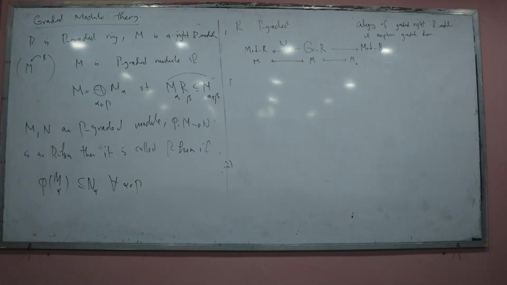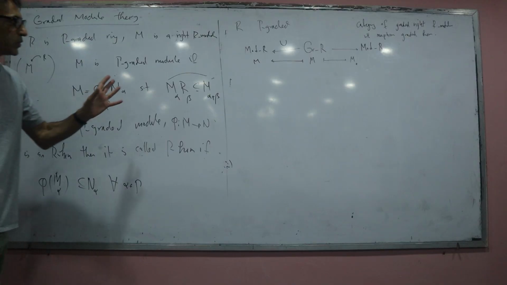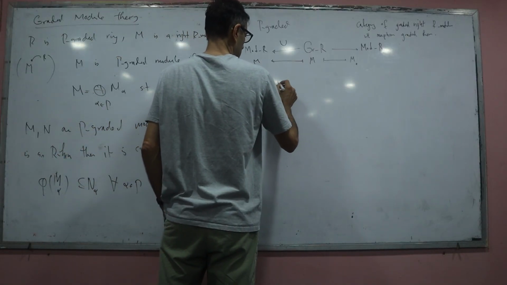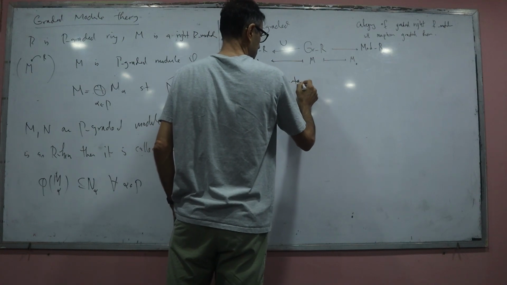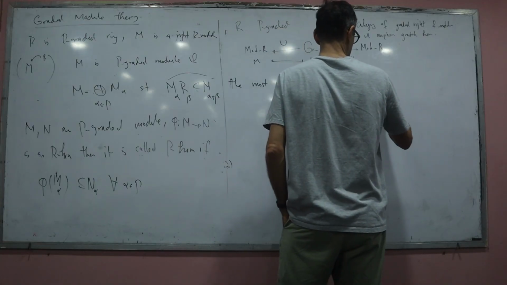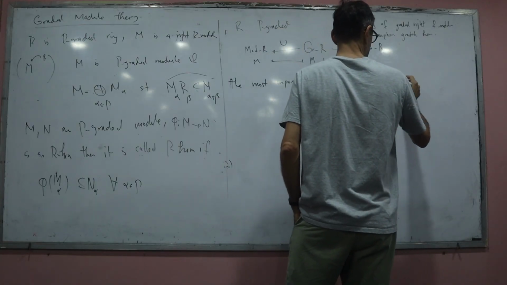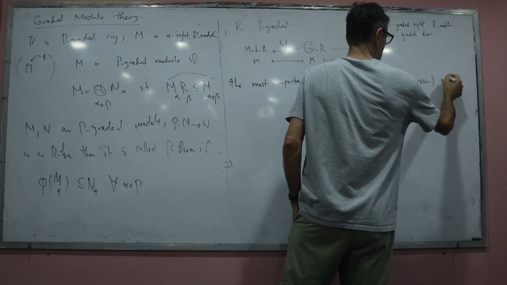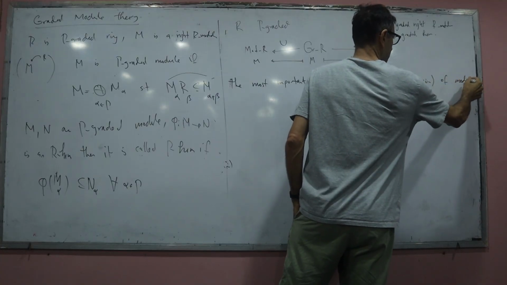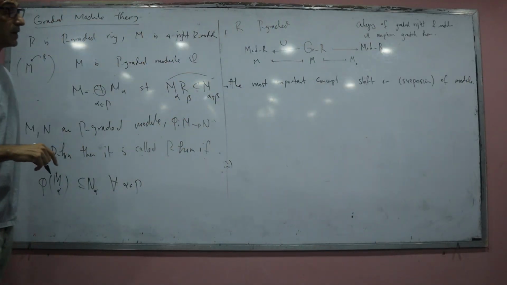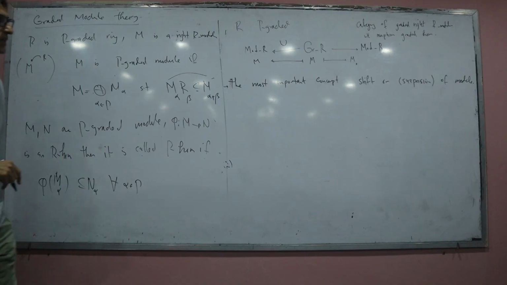So now the next step is the most important thing. For me at least, the most important concept is called the shift or suspension of a module. And that makes things different than the usual group module theory. So what does this mean?